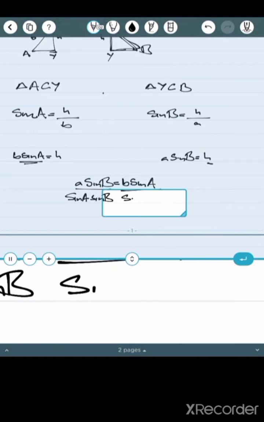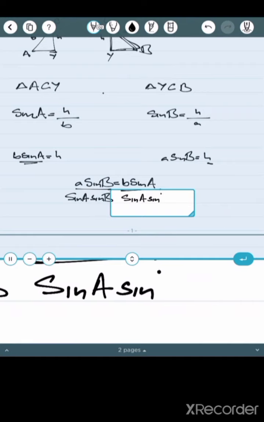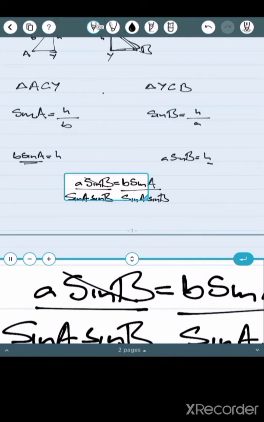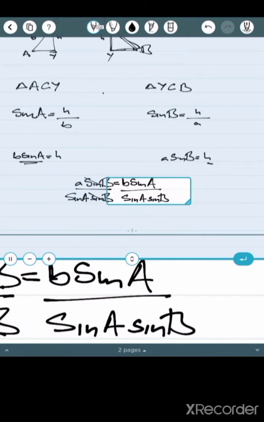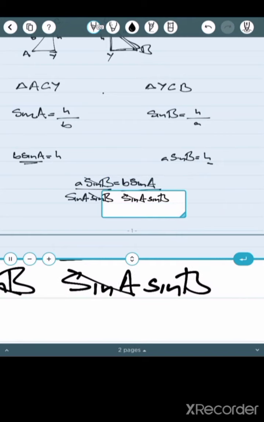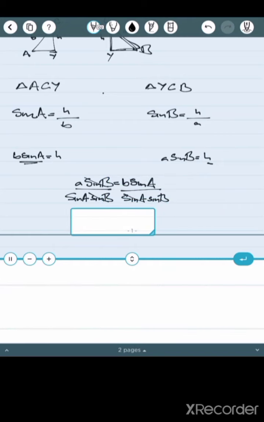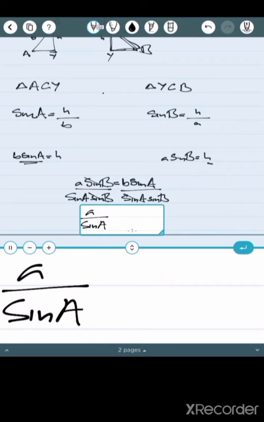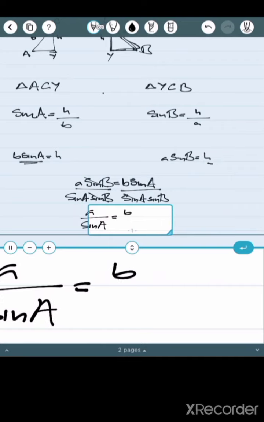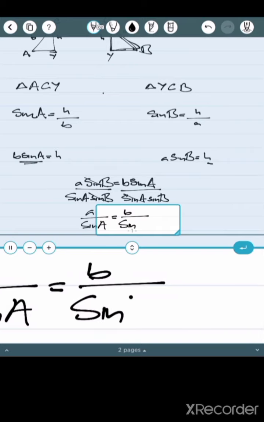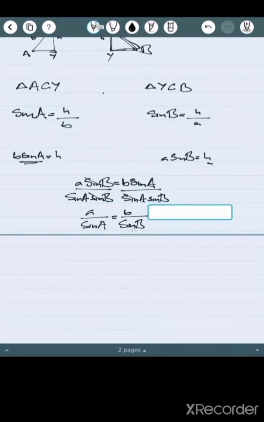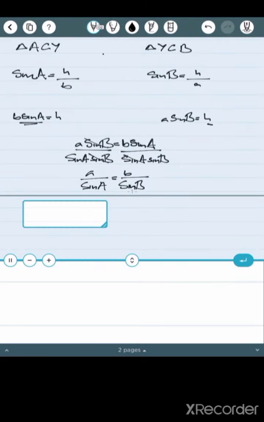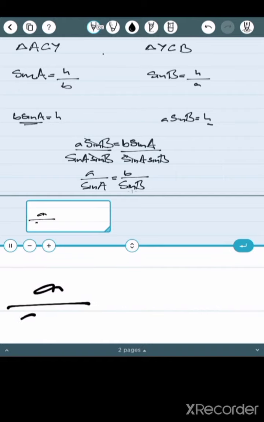So even on the other side, we say sine A sine B. Having reached here, we divide by sine A sine B, and what we remain with is A over sine A is equal to B over sine B. And if we continue on picking other sides, we'll actually find out that these ratios are one and the same. They give us the same value.